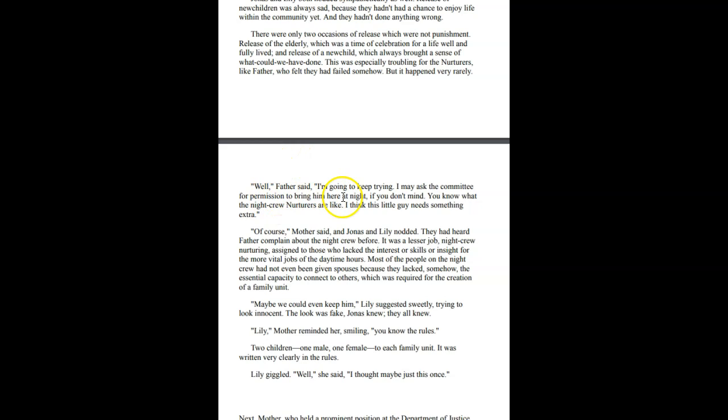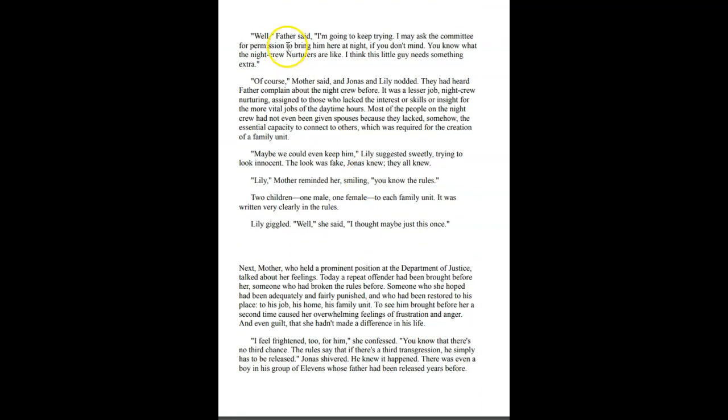"Well," father said, "I'm going to keep trying. I may ask the committee for permission to bring him here at night, if you don't mind. You know what the night crew nurturers are like. I think this little guy needs something extra." "Of course," mother said. And Jonas and Lily nodded. They had heard father complain about the night crew before.